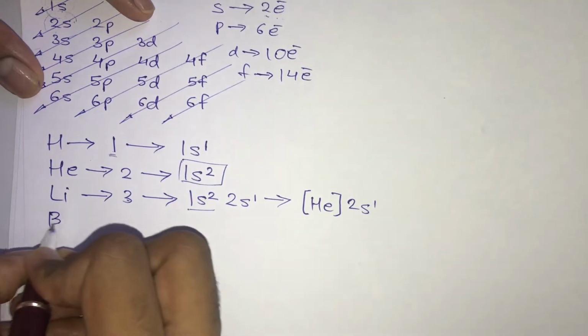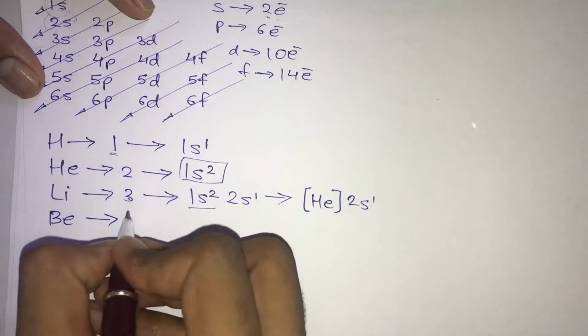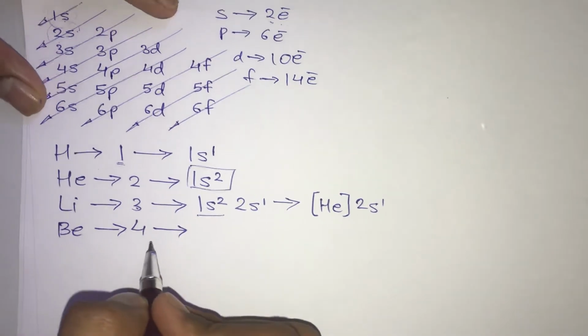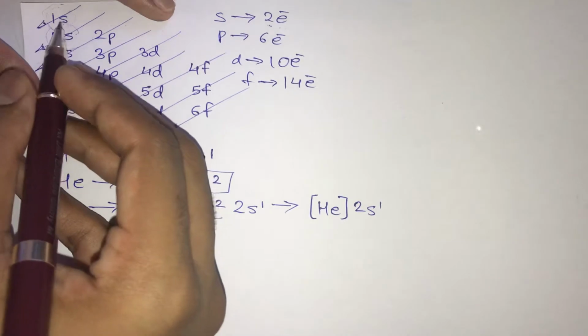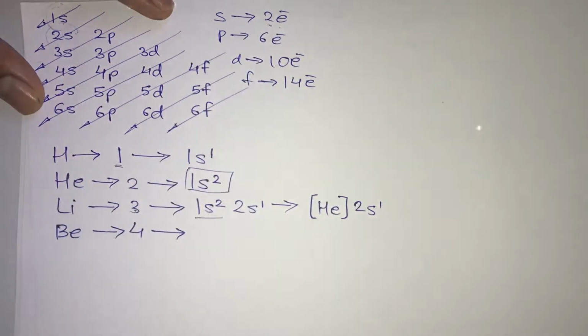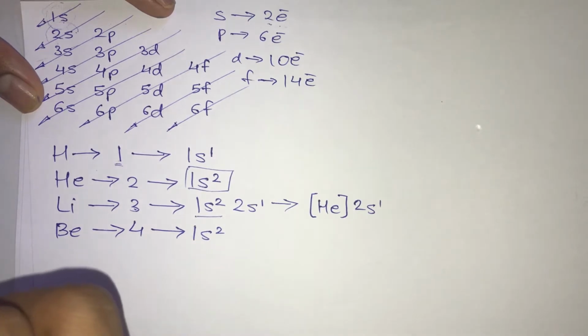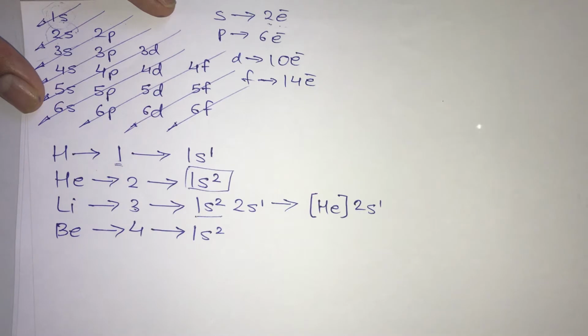Now moving ahead to the fourth one, that is beryllium. And what is the atomic number of beryllium? Obviously the atomic number of beryllium is 4. Now here again these 4 electrons are first going to go to the first diagonal where 1s is present, and this 1s can take only a maximum of 2 electrons. So this 1s will take the first 2 electrons. Now out of these 4 electrons, 2 electrons are still remaining.